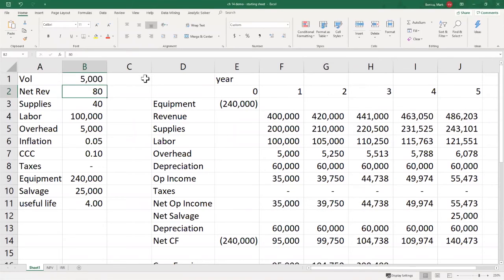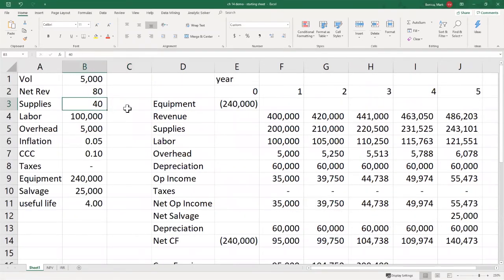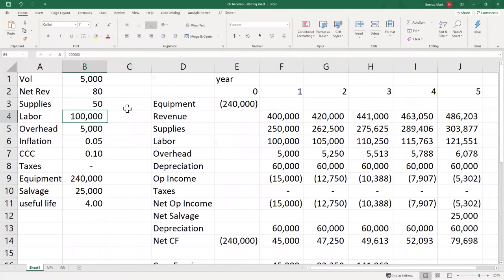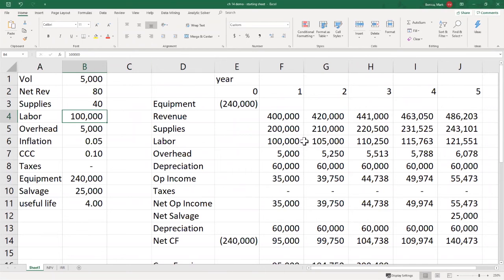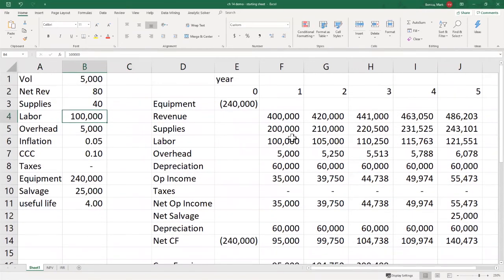So when you build an Excel spreadsheet, you want to build it in such a way that if you have core assumptions like volume or net revenue, you build those, and then you reference the assumptions inside the model, so that you can quickly change your assumptions and it feeds the model, right? So I changed my supply assumptions from 40 to 50. That is an important skill that you're going to want to develop going forward.